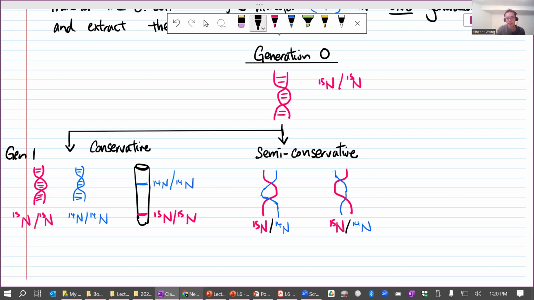So if you collect the DNA and spin it down in a test tube, how many bands do you expect to see here? And this requires a bit of thinking. 1. Where would that be, Fatima? In the bottom. 1 band at the bottom? Yeah. Okay, anyone else? The middle? The middle, that's right. You're gonna have something in the middle.